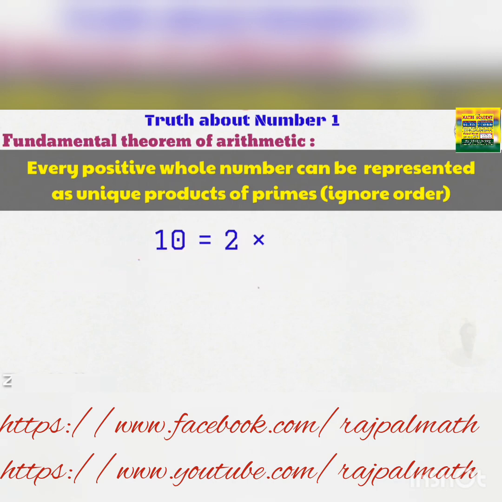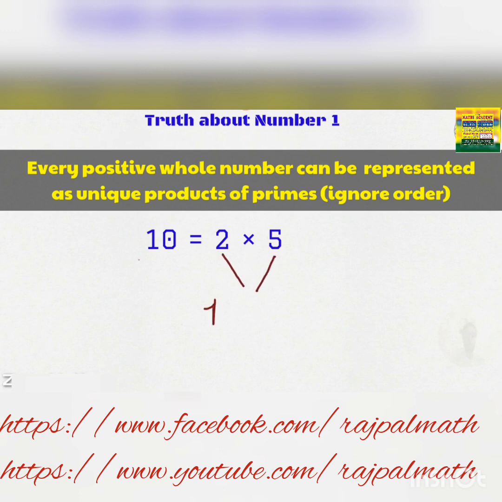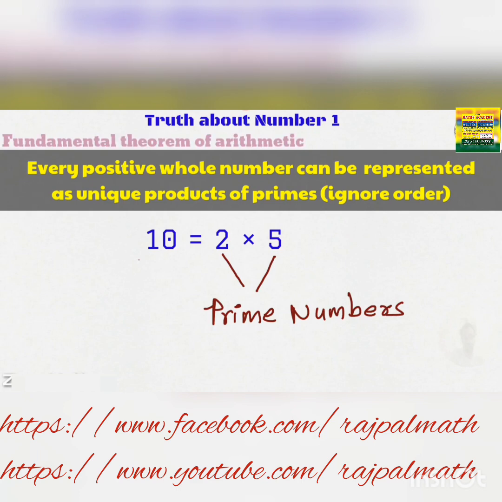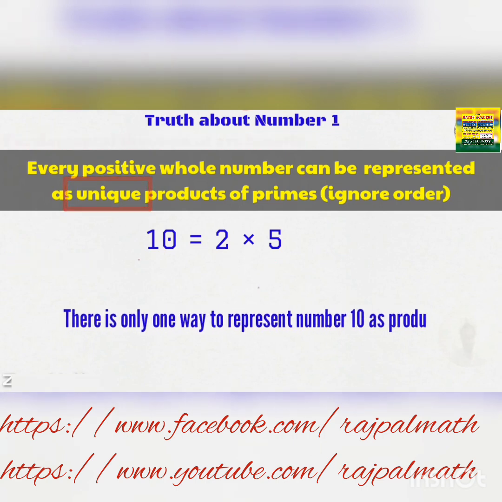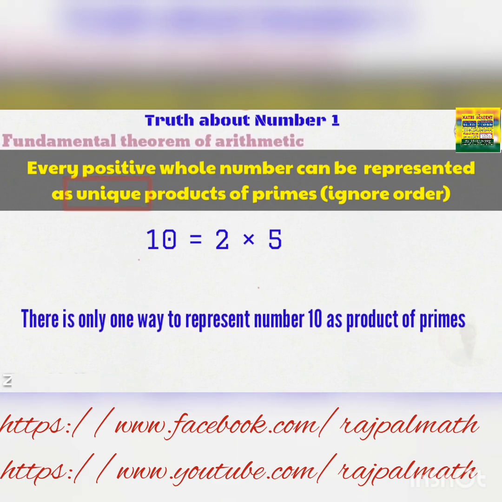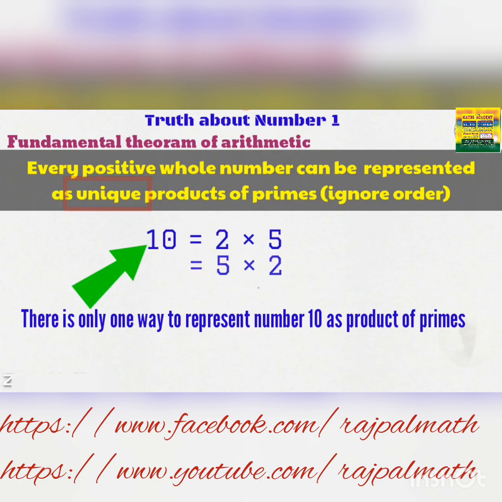For example, I can make number 10 as a product of 2 and 5, where 2 and 5 both are prime numbers. Now if you look at the definition of the fundamental theorem of arithmetic carefully, there is an important word, unique. What it means, there is only one way to represent number 10 as a product of primes. Number 10 can be represented as 2 into 5 or 5 into 2, which is the same thing, because we are just reversing the order.